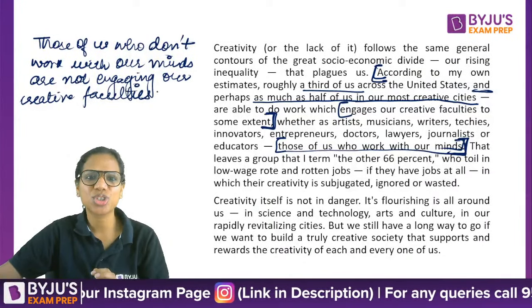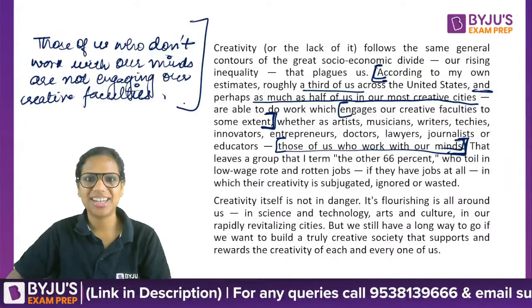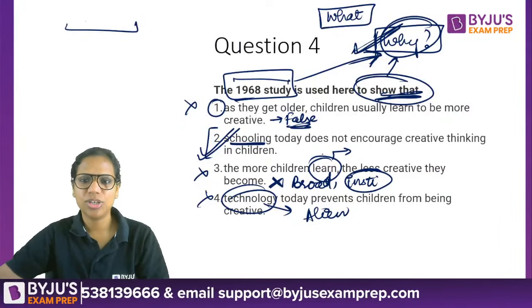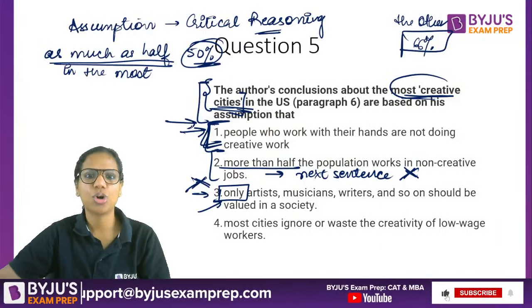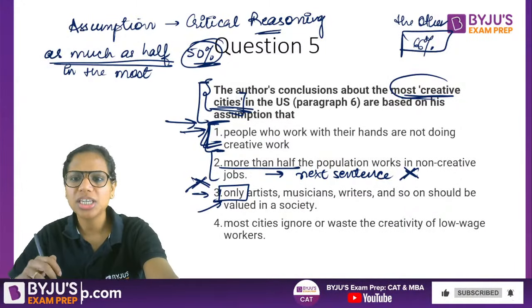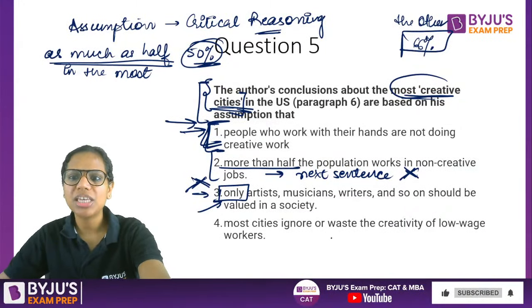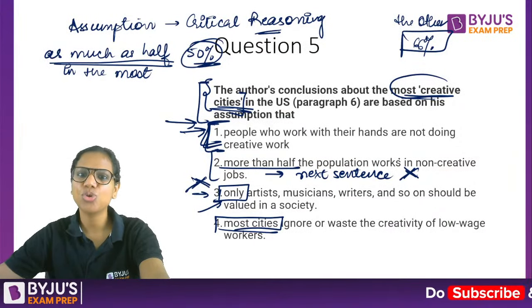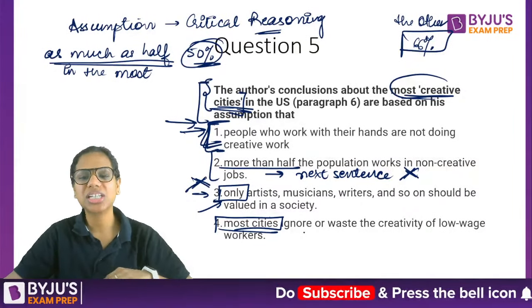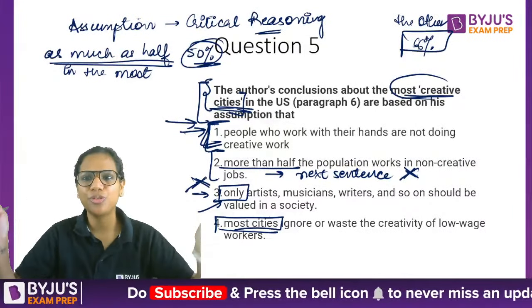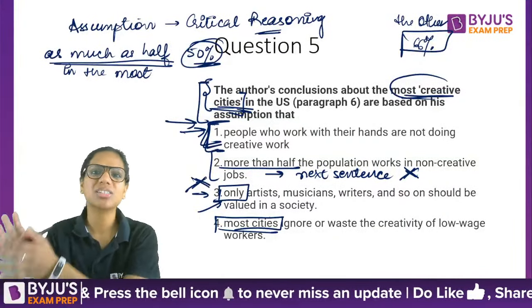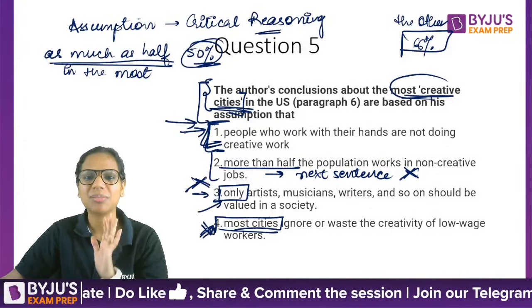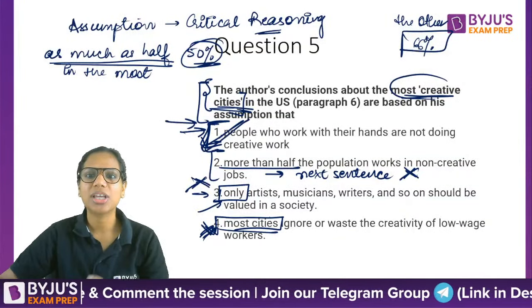This is the assumption made by the author, right? And that is captured only through option 1, not through any other option. Option 4 says, most cities ignore or waste the creativity of low-wage workers. The author has not said this in this sentence. Most creative cities and most cities are two very different things. The most creative city versus most cities. I hope you get it. The discussion is about the most creative cities, not the number of cities. So, 1 is the answer here.